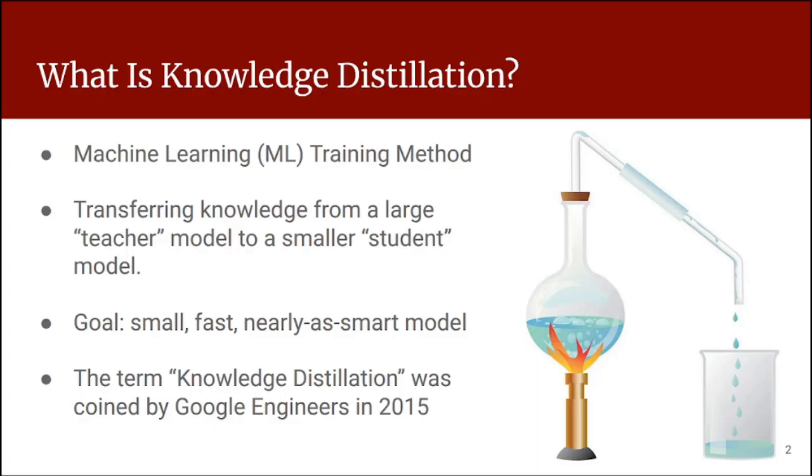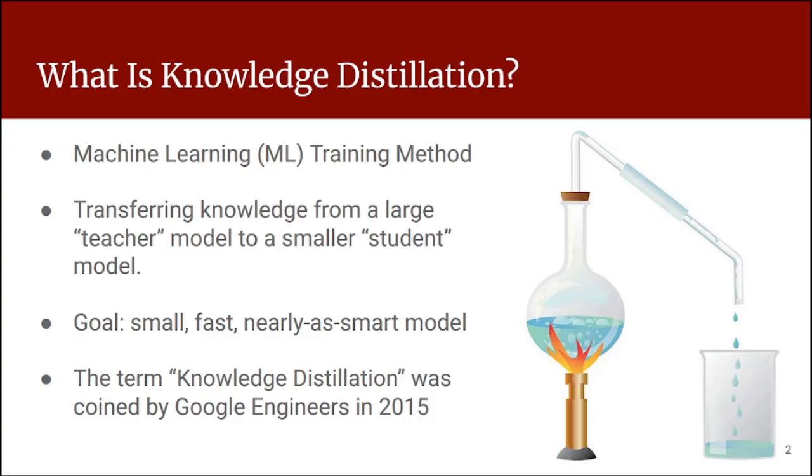What is knowledge distillation? Knowledge distillation is a machine learning training method where we use a larger model to teach a smaller model. And the goal of this is to make a smaller model that's faster, nearly as smart as the large model that's used to teach.